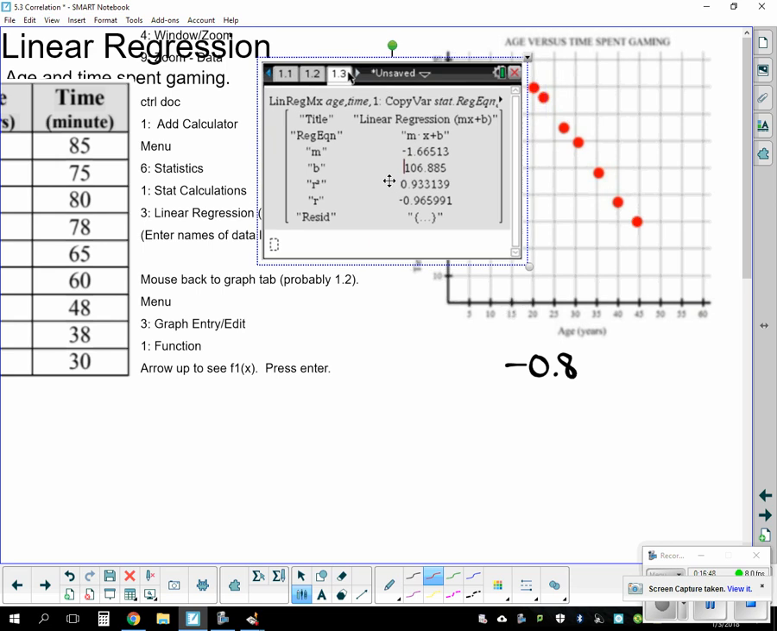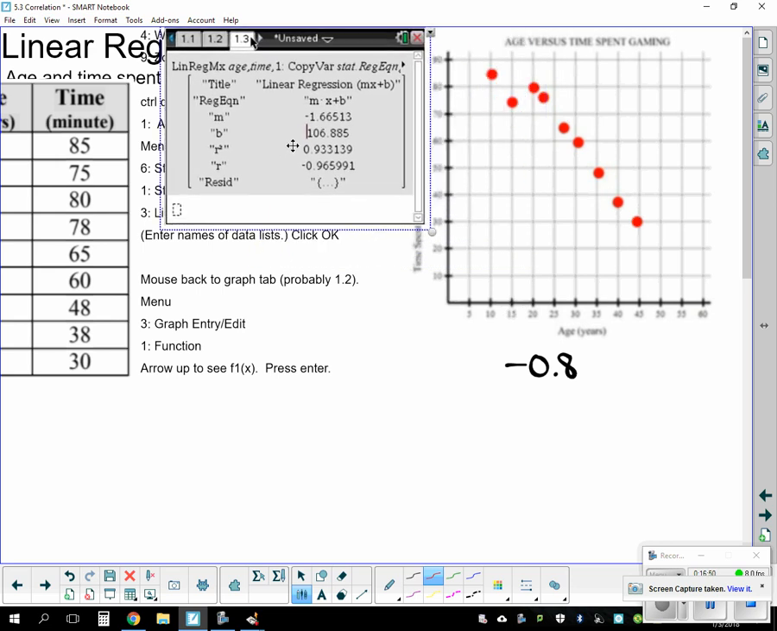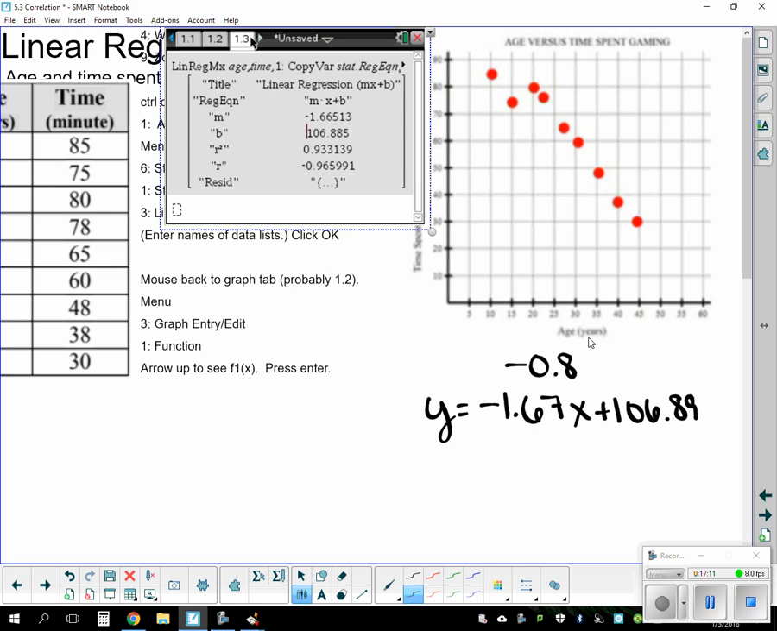Okay, so from this information right here, I can write the equation for my line of best fit. If I'm writing the equation, go ahead and round to the nearest hundredth, so 2 numbers after the decimal. So y equals mx plus b. Our m would round to negative 1.67 x, plus our b would round to 106.89, 2 numbers after the decimal.